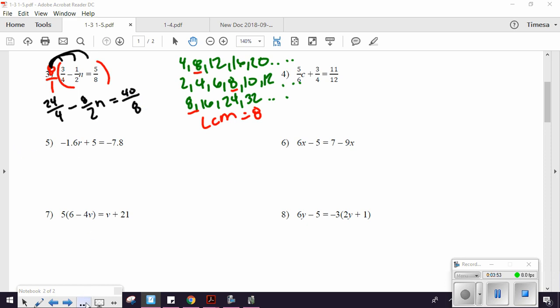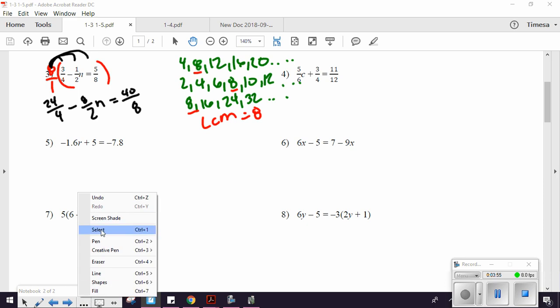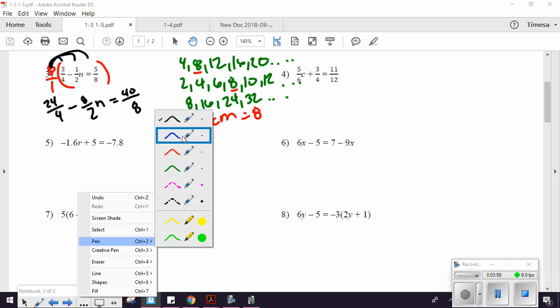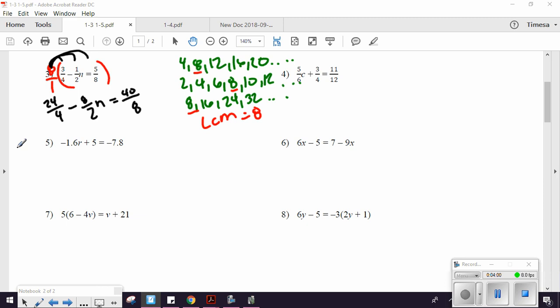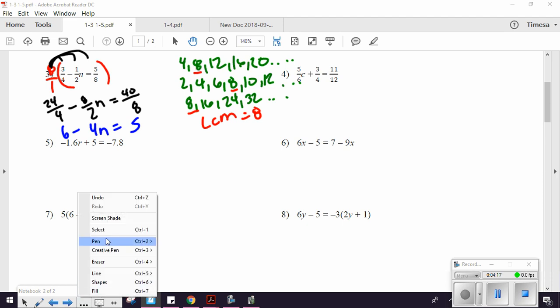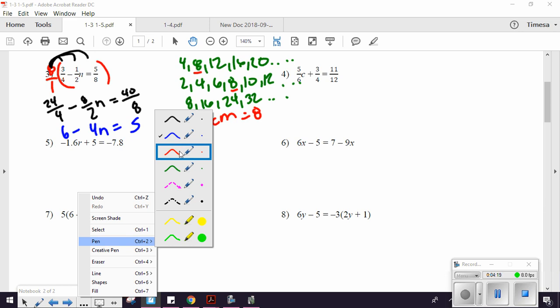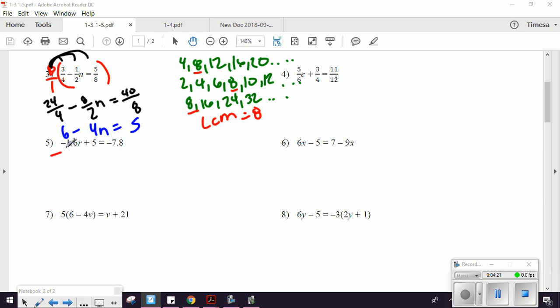And then if you reduce your fractions to lowest terms, you'll learn that you no longer have fractions. 24 divided by 4 is 6. 8 divided by 2 is 4. And 40 divided by 8 is 5. So now it looks like number 1 somewhat, and we go ahead and get n by itself. First, by moving 6 by subtraction.